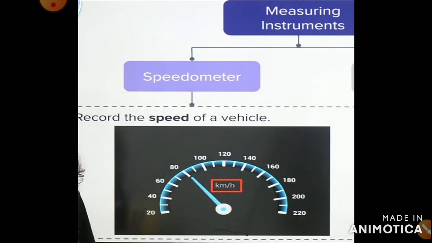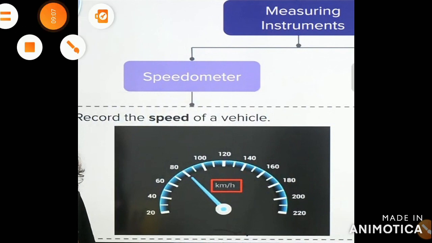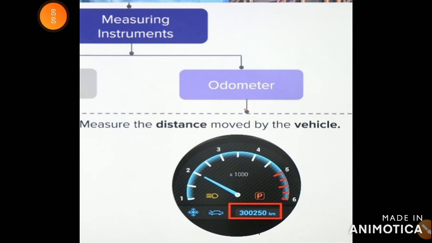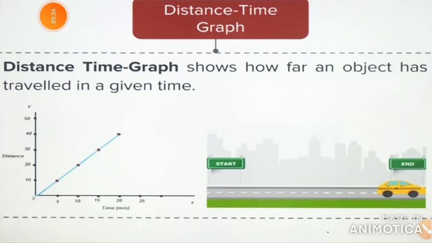Now, the odometer is nothing but it measures the total distance traveled by your bike. Simply, from the time you bought the bike to the time the bike is destroyed, up to this gap, how much distance is covered by the vehicle. It measures the distance moved by the vehicle. This is the odometer, simply. Now we will get into the distance time graph.